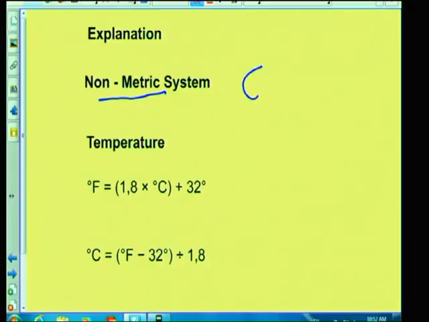The first one of these non-metric unit systems is the system of temperature. Now, you might say to me, well, how do we measure temperature? Temperature, you use a thermometer and you stick it into something, you say, oh, the temperature today is 25 degrees, or my body temperature is 36 degrees. You've measured temperature using a thermometer. Now, there are two systems. There's the system that we use, Celsius, and we measure it in degrees Celsius.